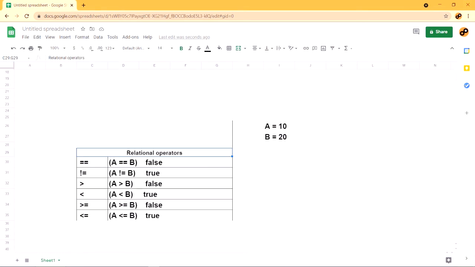Now let's see what relational operators are. Here I am assigning a equal to 10 and b equal to 20. These are some relational operators. Equal to, not equal to. This exclamation mark is called not equal to. This is the greater than symbol and this is the lesser than symbol. Greater than or equal to, or less than or equal to.